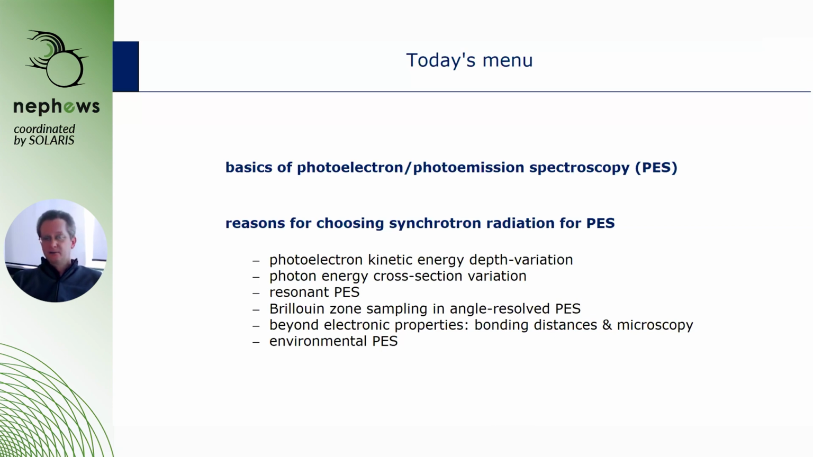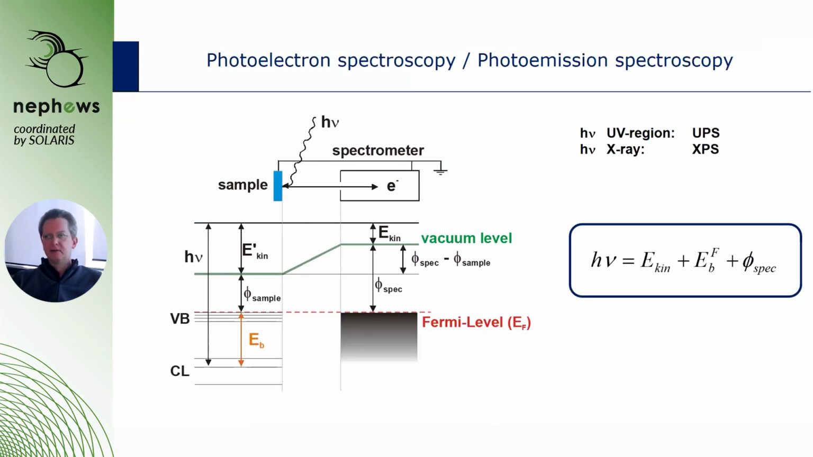And there are also information possibilities beyond just the electronic properties based on photoelectrons. One is the bonding distance of adsorbates at a surface, and of course also microscopy, which can be superior at the synchrotron. And finally, a note on environmental photoemission that can be done, of course, in the lab, but also with various forms at the synchrotron.